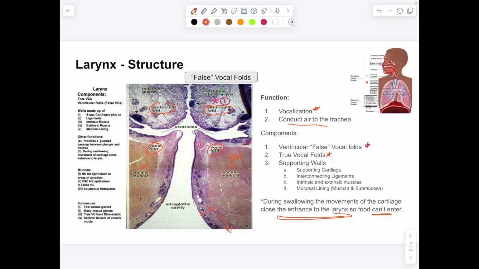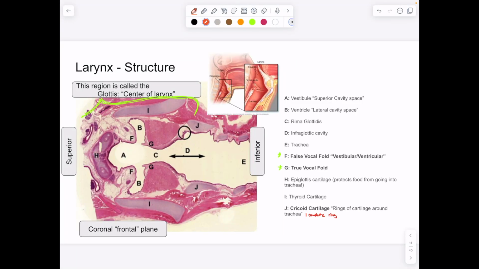All right, we'll be talking about the walls, and that's going to have supporting cartilage, interconnecting ligament that's fibroelastic between those two, and intrinsic and extrinsic muscles. We're not going to look too much at that, but then of course we have our mucosal lining, which we know is epithelium plus lamina propria, and now we're going to start introducing the submucosa, which is going to be deep to the lamina propria and adjacent to the cartilage.